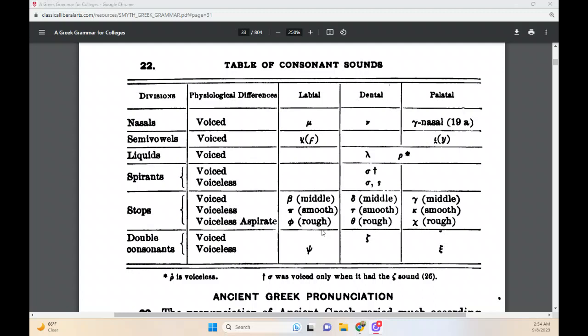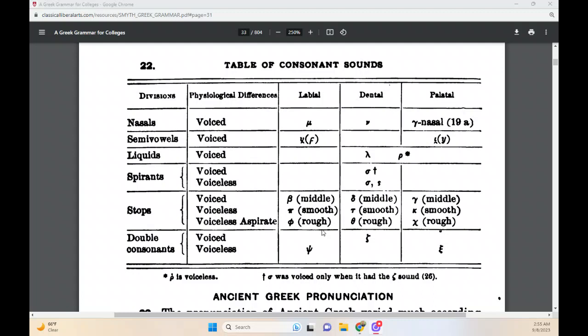Remember, and I really want to stress this, it isn't just a bunch of useless information. Understanding the relationships between these different consonants is going to make your ability to learn the forms of Greek words much, much easier, because you're going to understand why the changes are as they are.